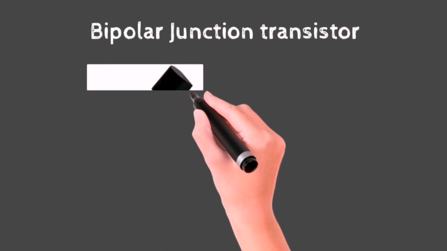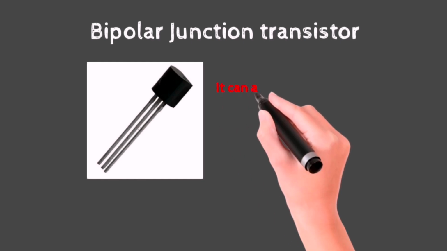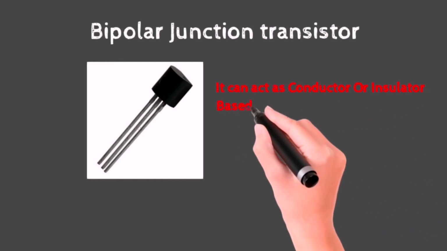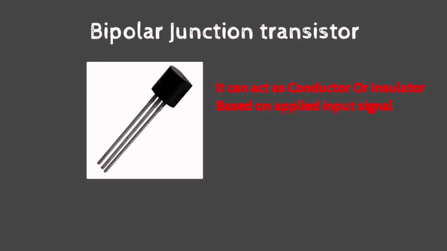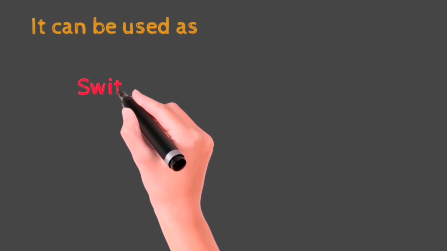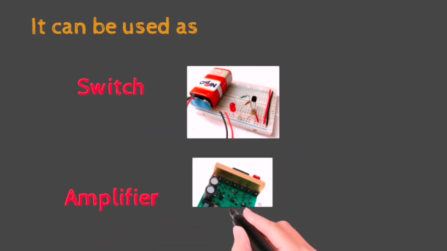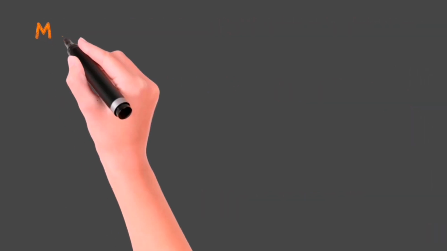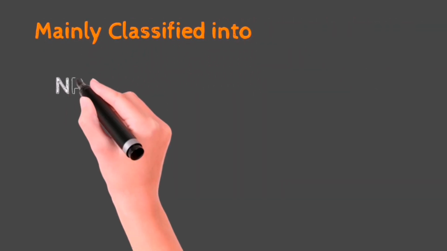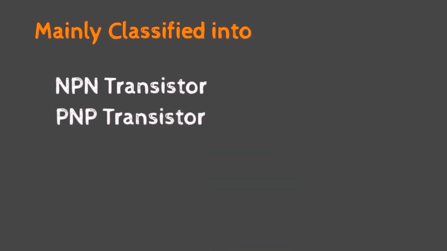A bipolar junction transistor, or BJT, is a three-terminal semiconductor device which can act as either a conductor or an insulator based on the applied input signal. Due to this property, a transistor can be used as a switch in digital electronics, or as an amplifier in analog electronics. A bipolar junction transistor is classified into two types, NPN transistor and PNP transistor.